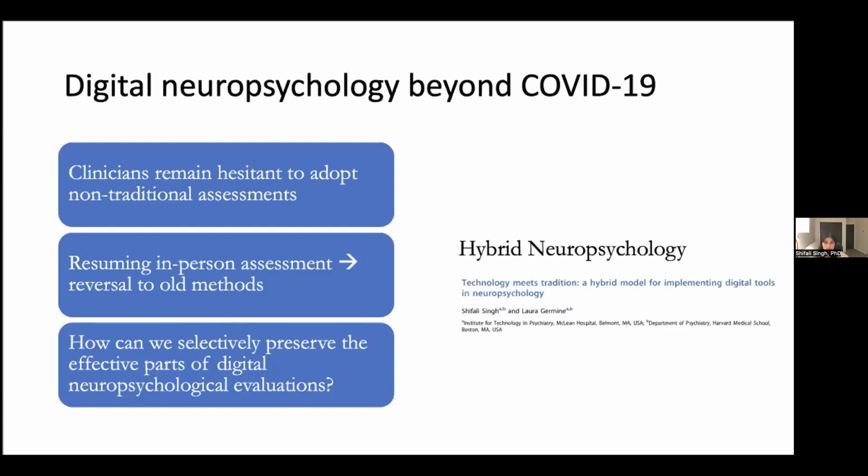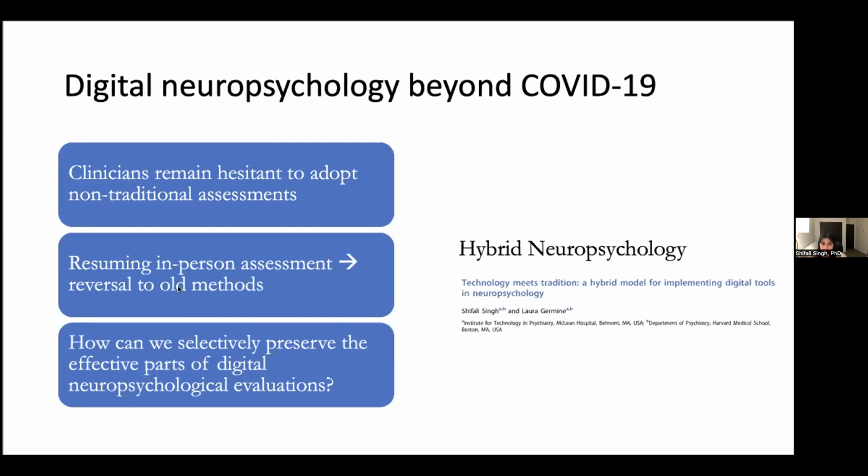And so what that means is that, now that we're sort of getting out of the pandemic, are we just going to solely use our old methods of administration, or can we use this as a way to poise ourselves to use more digitally advanced assessments? And then how can we selectively preserve the effective parts of digital neuropsych evaluations?